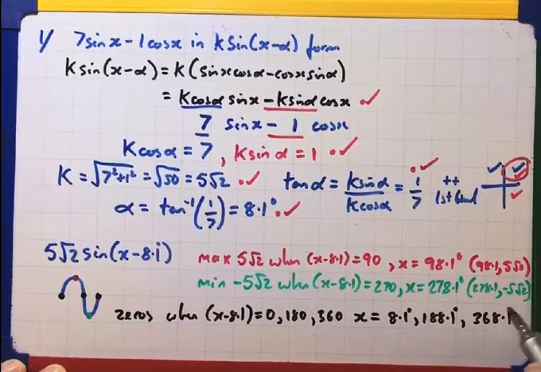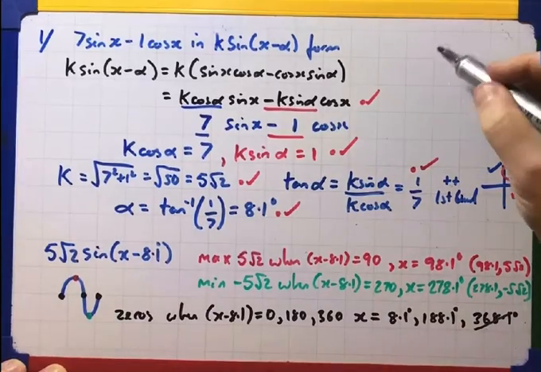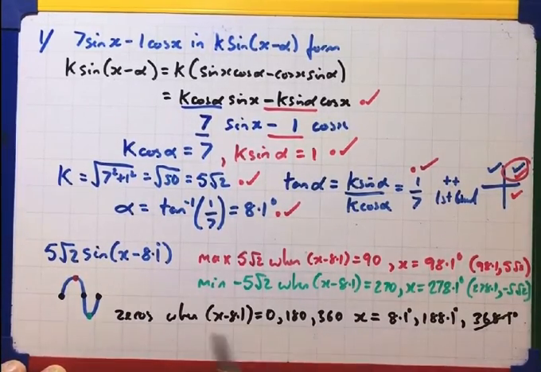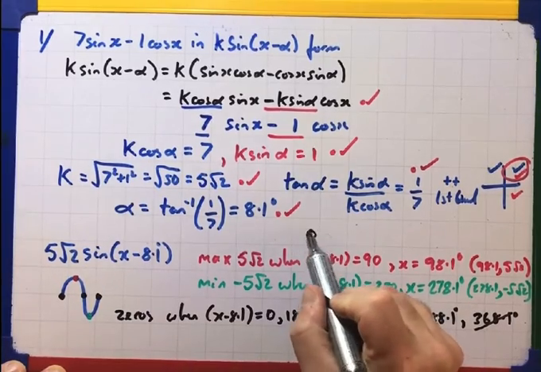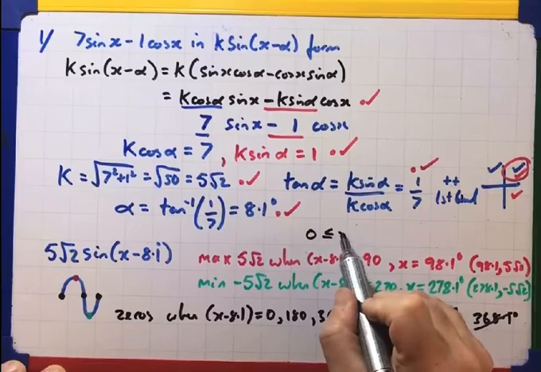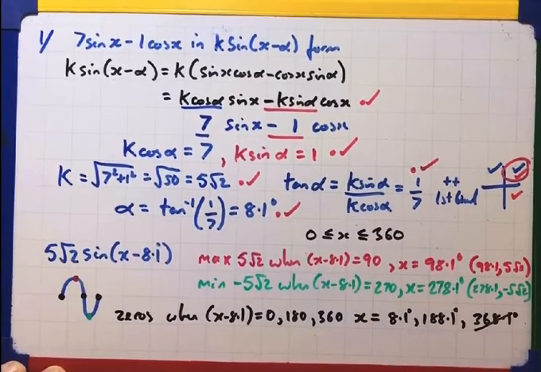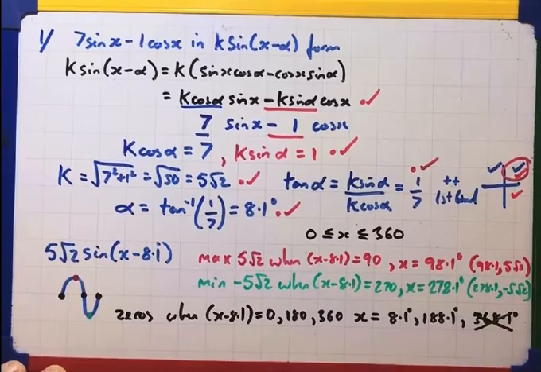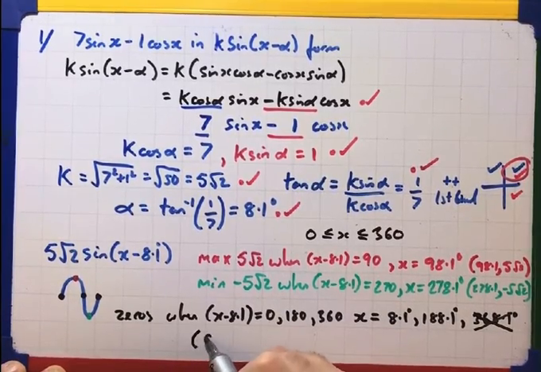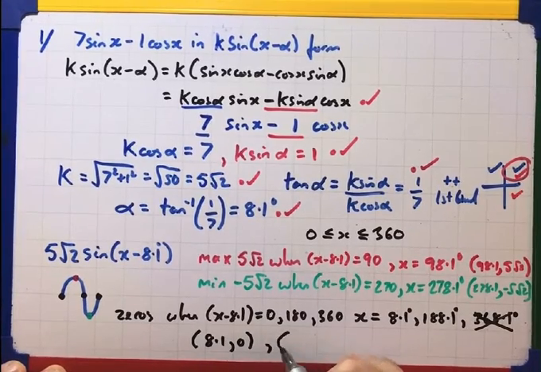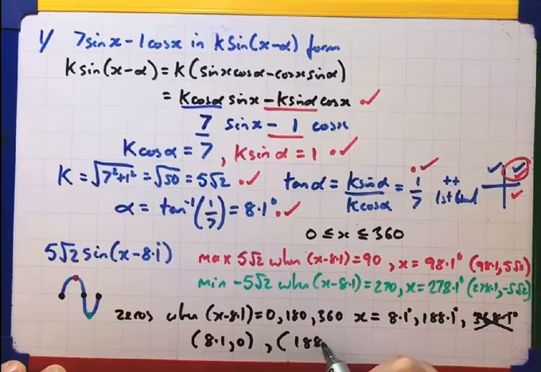Problem with the last one, it's too big, because if you remember at the start, in this one, we were asked for between 0 and 360. I should have put that on here. We were asked, I think, for it between 0 and 360. So that one's too big, we can forget about that one. So those are our two zeros. So our zeros will be 8.1 degrees and 188.1 degrees.